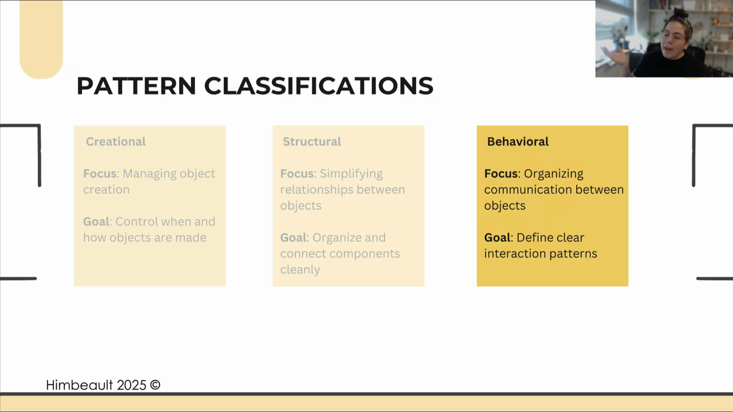And then lastly is our behavioral pattern classification. This one has a focus of organizing the communication between the objects. Many of these, of course, are all working together, but behavioral is the one that allows us to define the clear interaction between our different objects. So they help us define the patterns in which we want to connect our code, how we want our objects talking to each other.